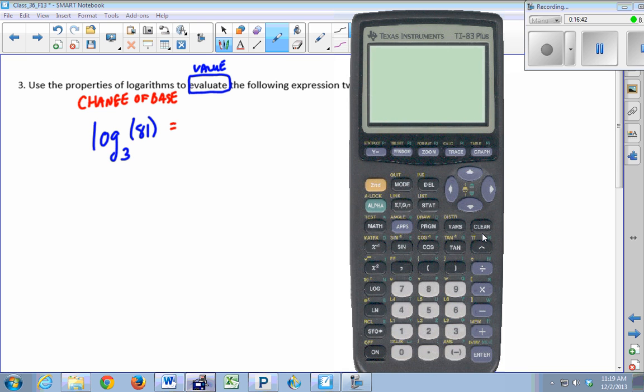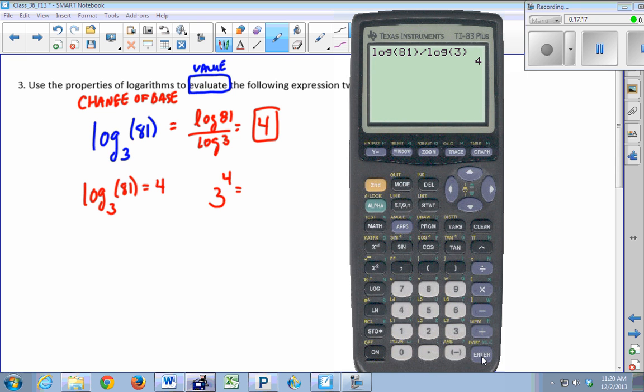And Ben decided he's using the common log, so you take the log of 81 and you divide it by the log of 3. Okay, so base 10, so here we go, log of 81 divided by log of 3. Let's see what that answer is. 4. Oh, so that's my answer. How do you check it? You just said log base 3 of 81 is 4. So you check it by saying 3 raised to the 4th power is 81, and the answer is yes.